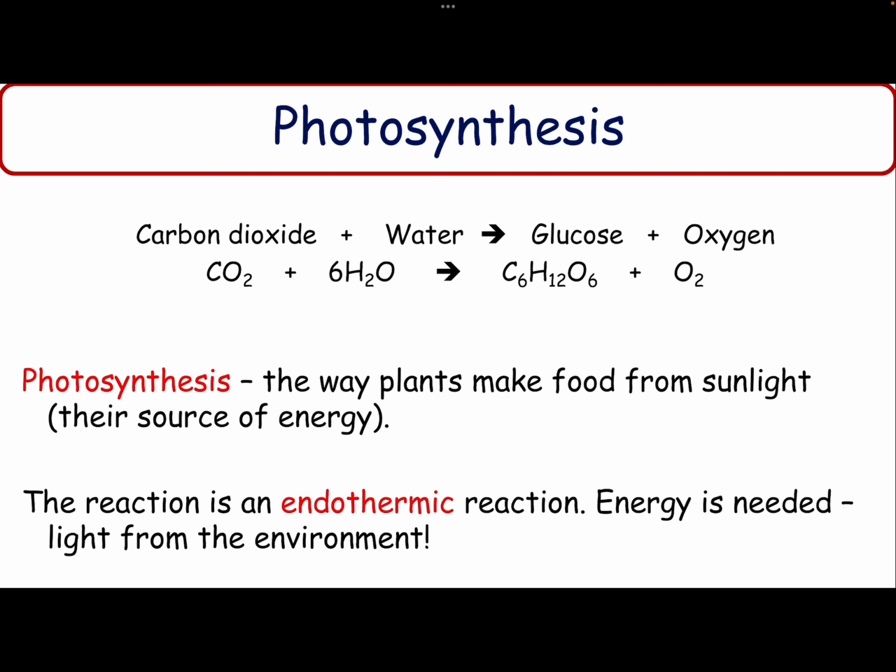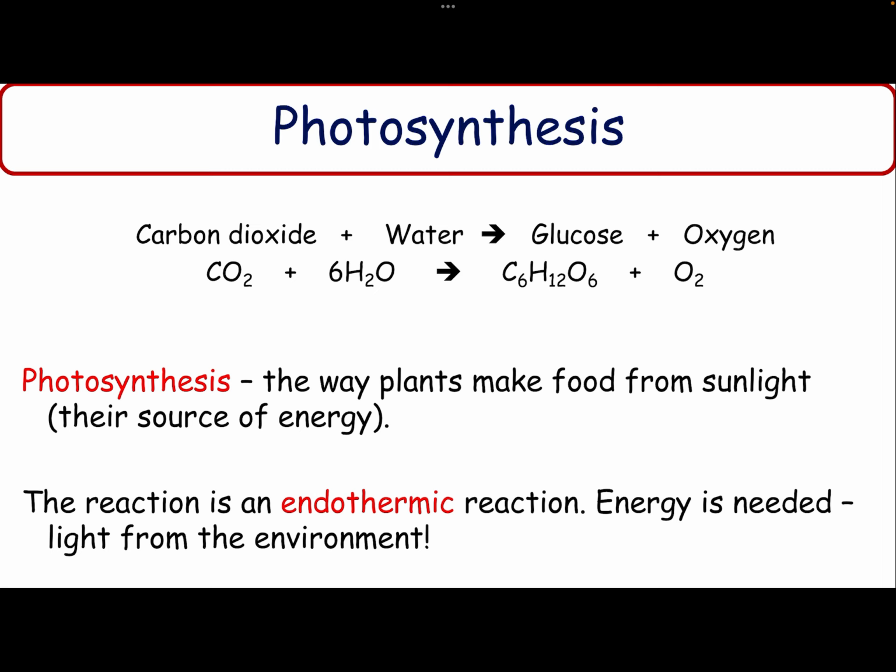Now, for photosynthesis, carbon dioxide plus water is needed to make glucose and oxygen as a waste product. The word equation for photosynthesis is CO2 plus H2O, which gives you glucose, which is C6H12O6, and oxygen. Now that symbol equation is not balanced, which we will attend to in the next slide.